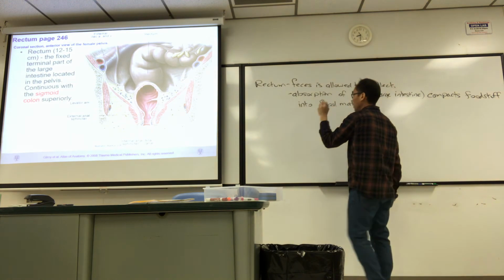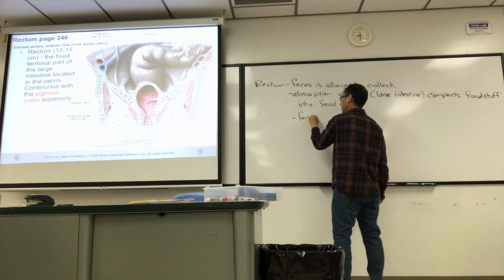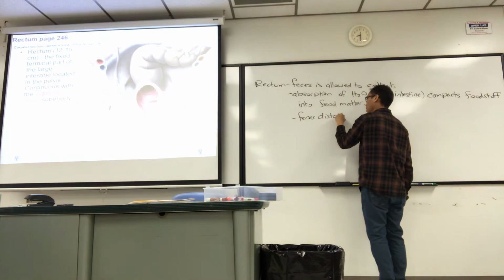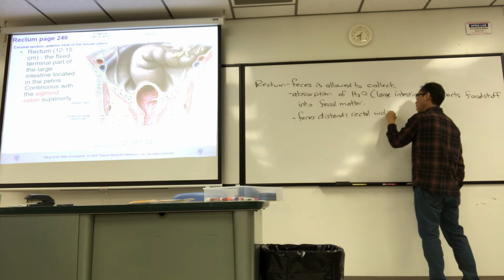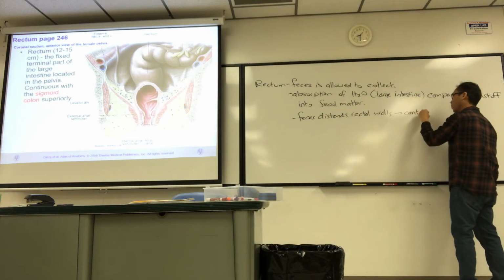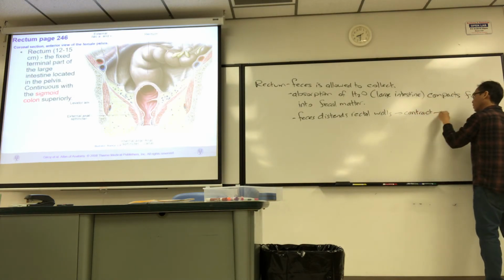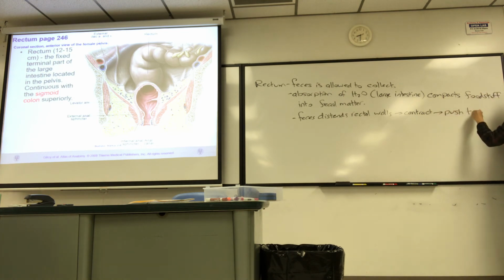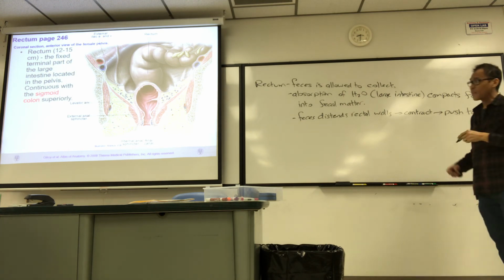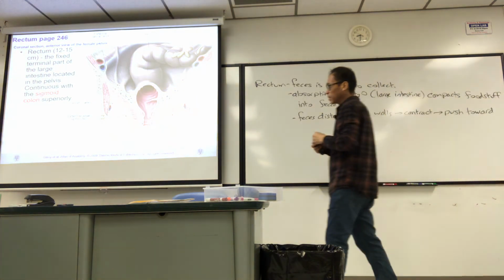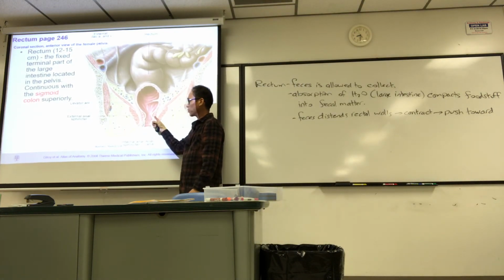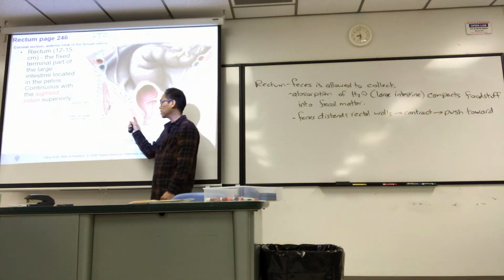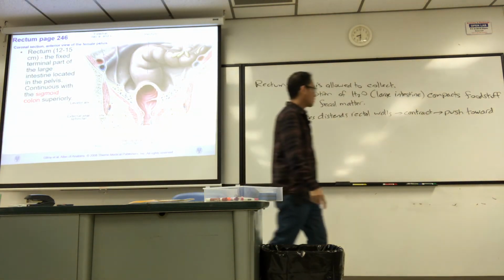So in the rectum, when the feces distends, stretches the rectal walls, they contract. I think I mentioned this before. You push toward the anal canal. They do show that there. What I want to focus on are the sphincters. This is the anal canal, bounded by the external and the internal anal sphincter. The external sphincter is skeletal muscle, that's voluntary muscle.